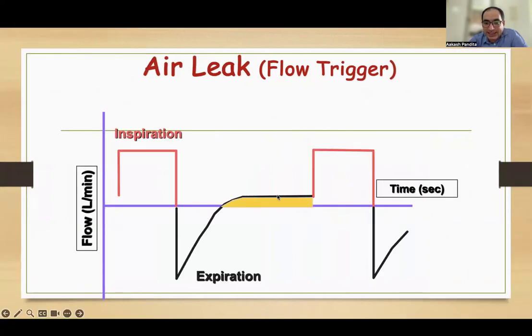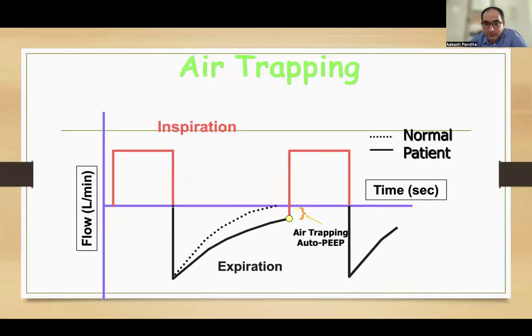We can also identify air leak. If it doesn't come to the baseline and the inspiration starts from this point, this also tells me that there is this amount of air leak. Similarly, this graph will also tell me if there's air trapping or auto PEEP. So in the previous lecture, we also discussed auto PEEP. One of the things by which you can, apart from the clinical monitoring, pick up auto PEEP is graphics. So you can see before coming to the baseline, the next flow time graph has already started.